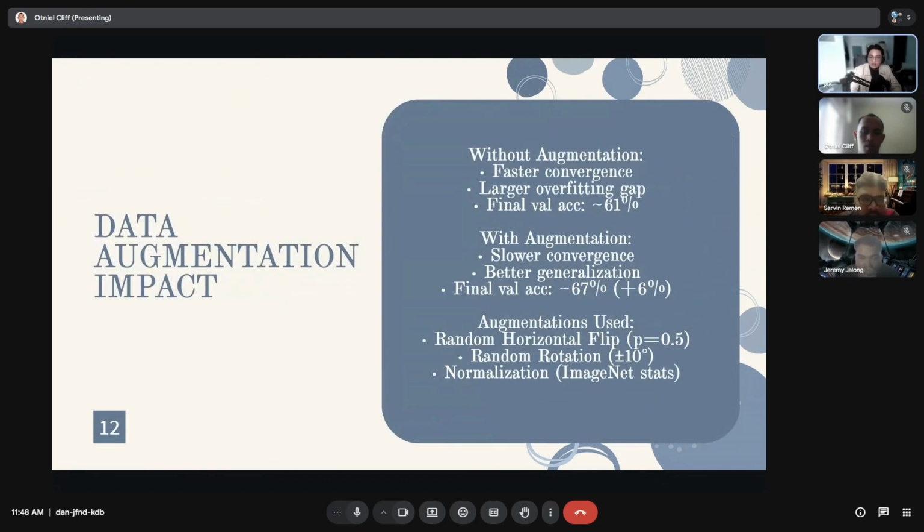Next. Lastly, I'll talk about the impact of data augmentation. Without augmentation, the model trained faster but showed a larger overfitting gap, with validation accuracy around 61%. After applying augmentation techniques such as random horizontal flipping and small rotations, training becomes slower, but validation accuracy improved to around 67%, an improvement of about 6%. This clearly shows that data augmentation significantly improves generalization, especially for smaller datasets like FER 2013. In summary, data augmentation turned out to be one of the most effective techniques in improving our model's performance. I'll pass it to the next presenter.